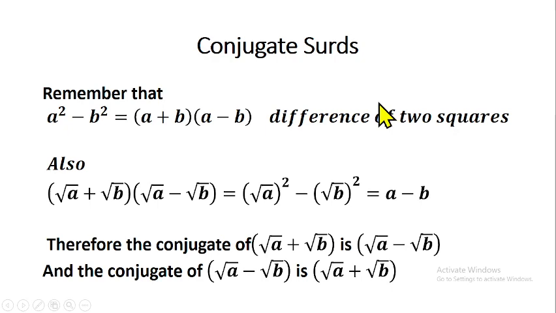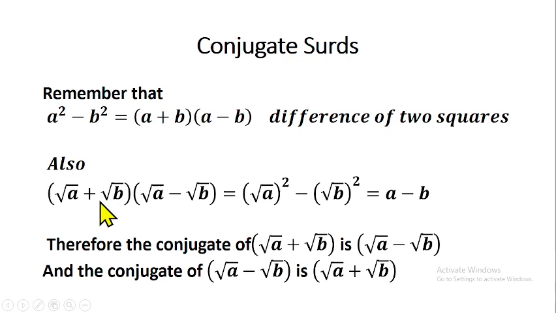Now, before we go to conjugate of surds, remember that when you have a squared minus b squared, that will give us a plus b multiplied by a minus b. This is difference of two squares. Do we understand that? Based on our expansion of brackets, if this multiplies by this one, it's going to give me a squared minus b squared. We call it difference of two squares. So when I have 2 squared minus 4 squared, I can write it as 2 plus 4 in one bracket and 2 minus 4 in another bracket. So this is difference of two squares. Are we there?